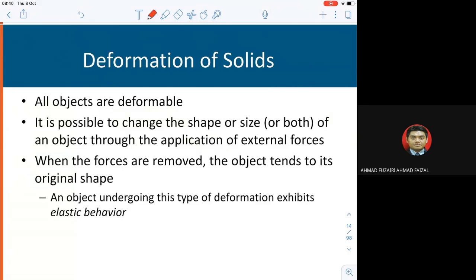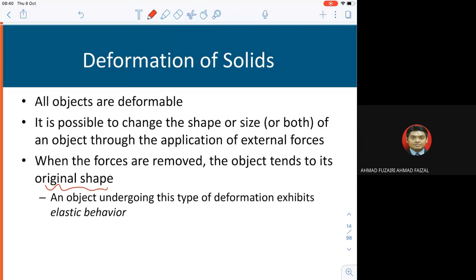When the forces are removed, the object tends to return to its original shape. That is why we say the solid has elastic behavior. An object undergoing this type of deformation exhibits elastic behavior. So what is elastic behavior?